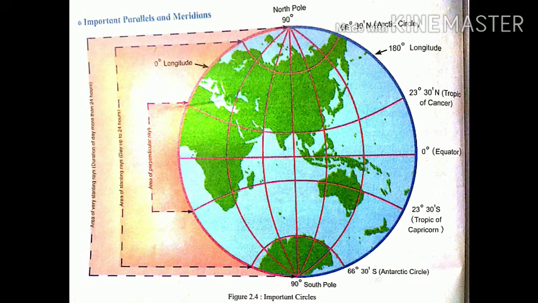Next is 23 degree 30 minutes north, which is called as Tropic of Cancer, and 23 degree 30 minutes south in southern hemisphere, which is called as Tropic of Capricorn. At the center is 0 degree equator, which divides the earth into two equal parts, northern and southern hemisphere. Now, based on the region which is occupied by these important parallels, the distribution of sun rays and the amount of temperature is being decided.